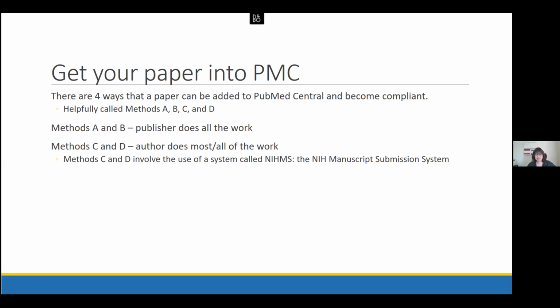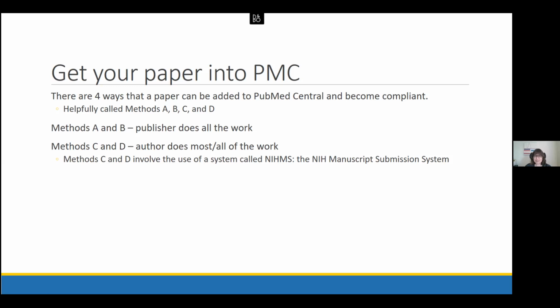Basically, to be aware of, with methods A and B, the publisher is going to do pretty much all the work for you for getting your paper into PubMed Central. With methods C and D, the author has more involvement, and we'll go through each of these step by step. But being aware of methods C and D is really important, because unless you publish in a particular journal, that's what you're going to need to understand how to do.